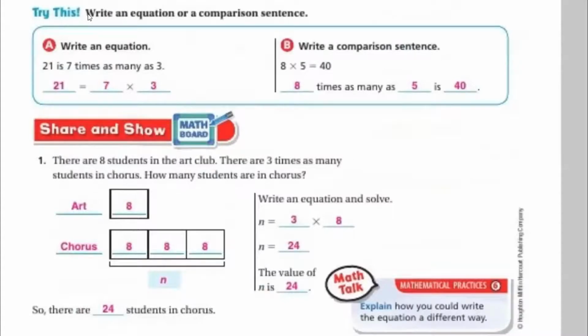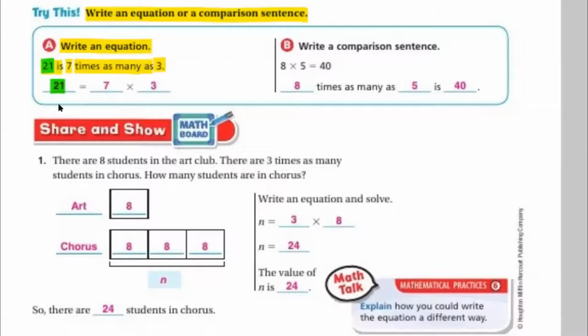In this question, we're going to write an equation or a comparison sentence. Letter A, write an equation for this sentence: 21 is 7 times as many as 3. Let's translate this sentence into math, into an equation. Okay, let's see here. We have 21. Put 21 as the same.